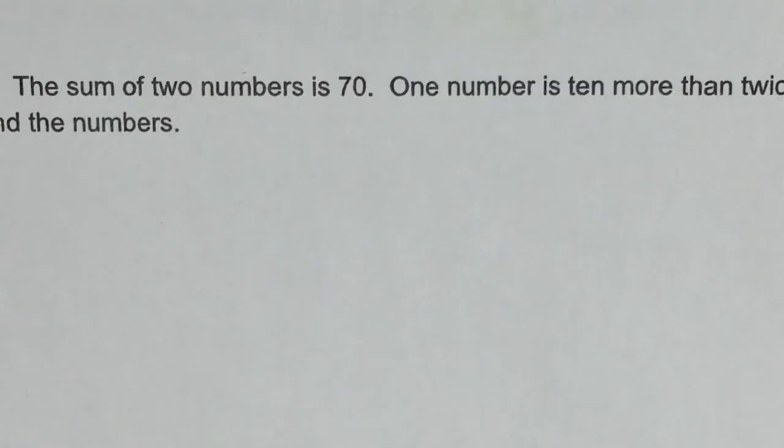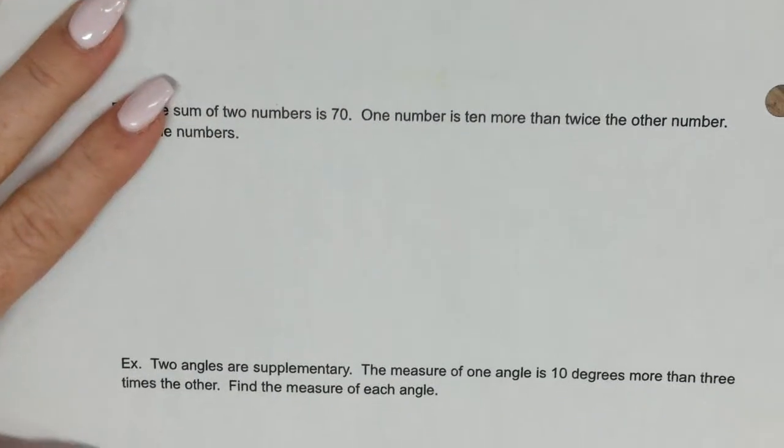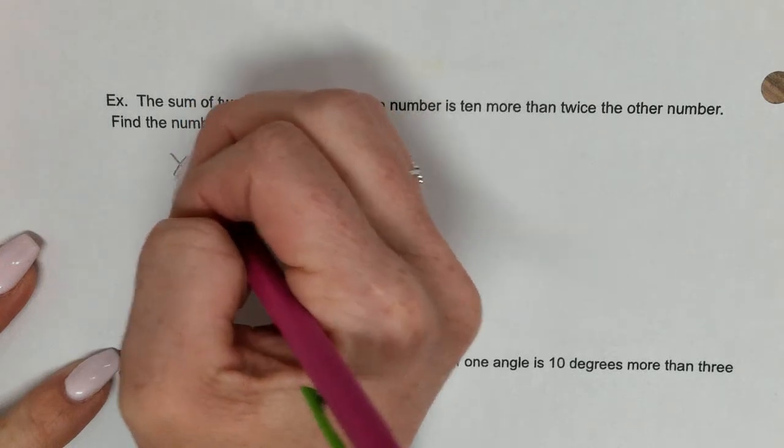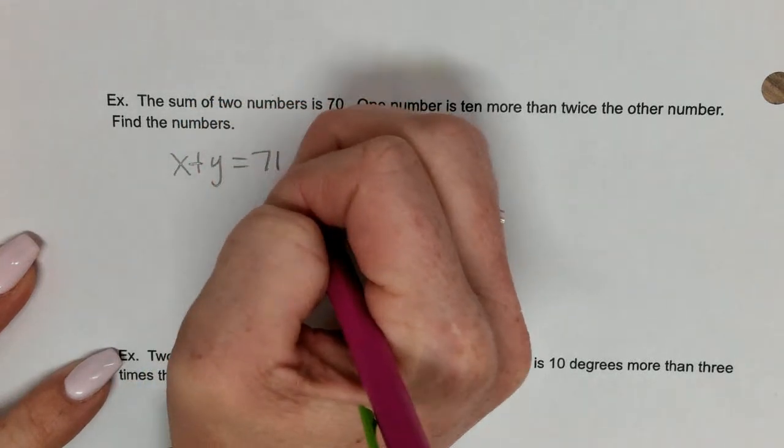We've done these before, but just a quick refresher. It says the sum of two numbers is 70. The sum. X plus y. What does sum mean? Addition. Add two numbers. Do you know the two numbers? X and y. So x plus y equals 70.